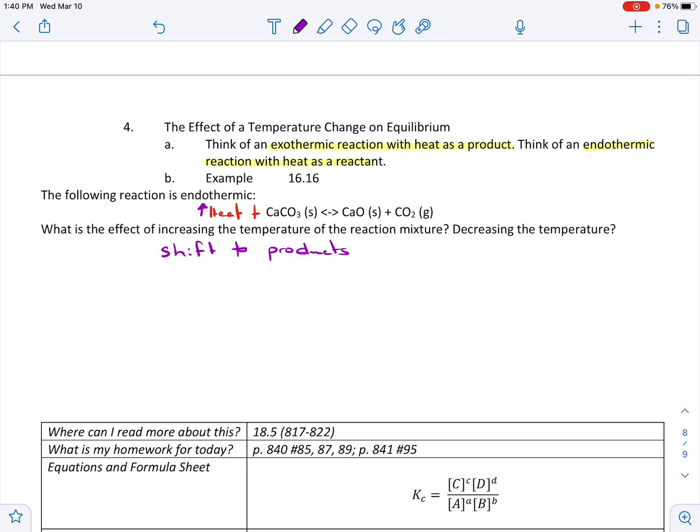Now, what about if we decrease the temperature? This time we're going to decrease the temperature. Well, it's got to shift to the reactants to make up for that.